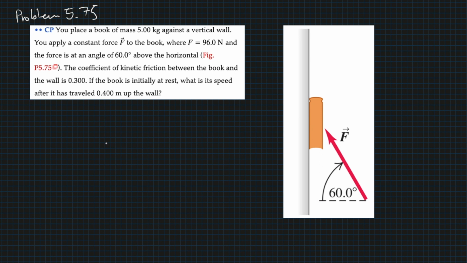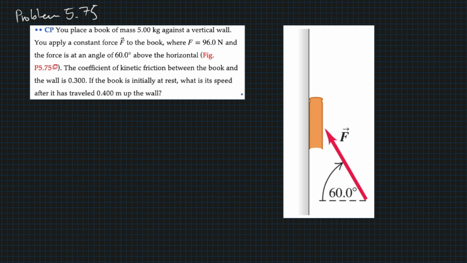Now, final problem. Let's get this done. So we have a book that has a mass of 5 kilograms placed against a vertical wall. You apply a constant force F to the book, where F is 96 newtons, and the force is being applied at an angle 60 degrees above the horizontal, as we see in the picture there. The coefficient of kinetic friction between the book and the wall is 0.3. If the book is initially at rest, what is its speed after it's traveled 0.4 meters up the wall?